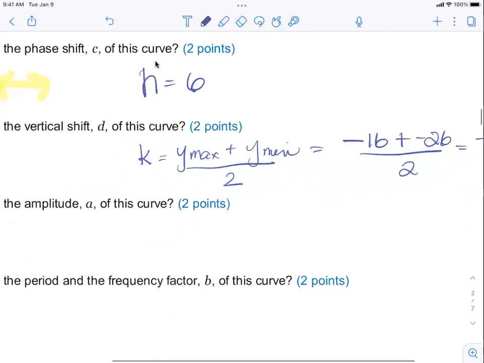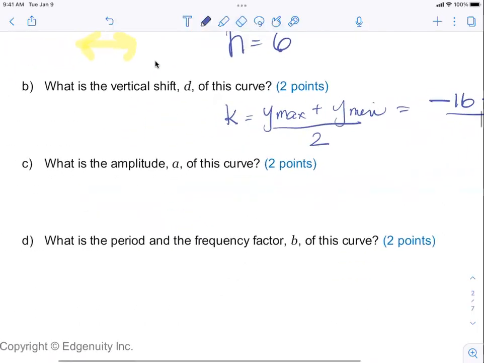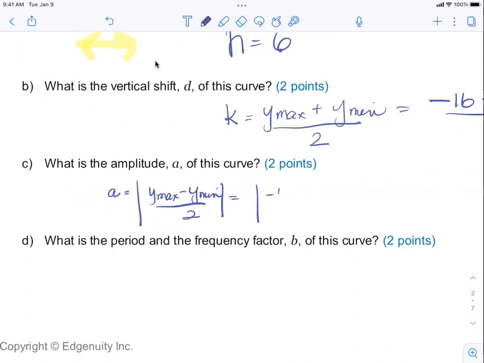All right. Letter C, what is the amplitude of this curve? That's how high it goes. So for this, our amplitude is equal to the absolute value of your y max minus your y min over 2. In this case, it's -16 minus a -26 all over 2. The numerator becomes 10, the denominator still 2, so this is equal to 5. Your amplitude is 5.